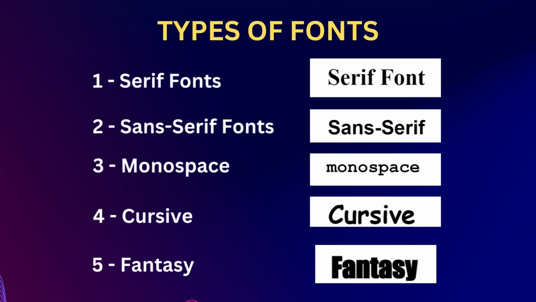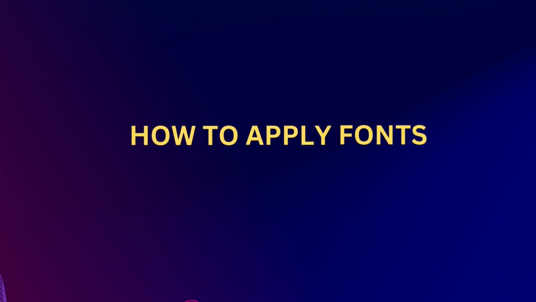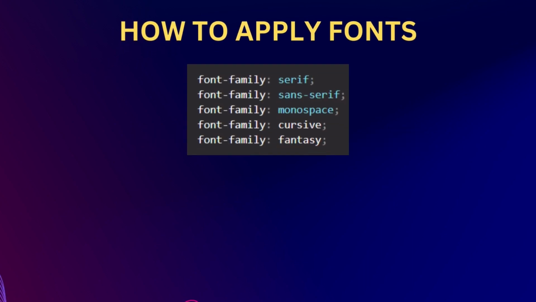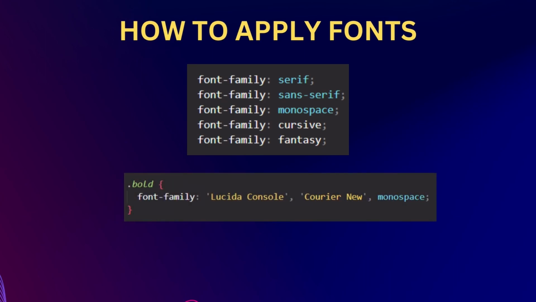Now that you know your font styles, let's learn how to apply them with CSS. In order to apply a font in our website, we need to use the font-family property. And when specifying a font, it's also crucial to consider fallback fonts in case a user's device does not support your first choice. By providing alternative options, you ensure that the text remains readable and consistent across different devices.